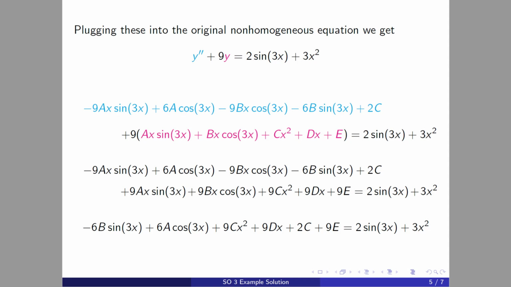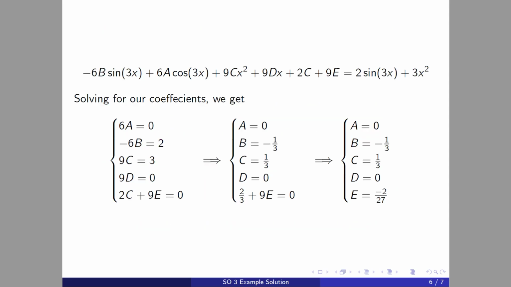You see we have sine terms on both sides and x squared terms on both sides, but the right-hand side does not feature cosine, x, or constants. So formally, to write out how we get all these coefficients, we just write down all of the equations we get. 6a is equal to 0 because there is no cosine term on the right-hand side. Negative 6b is equal to 2 because that's the coefficient in front of sine. 9c is equal to 3 because of the 3x squared, and everything else is equal to 0 because we don't have an x term or a constant term.